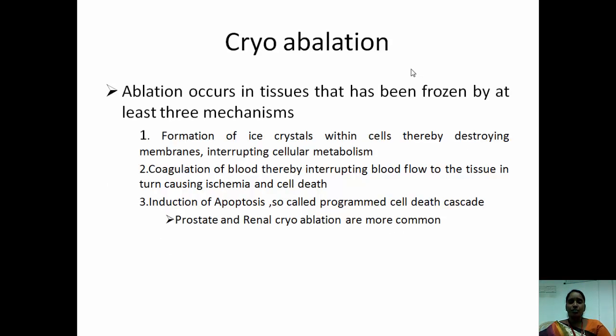Cryoablation. Ablation is one form of surgical procedure. Ablation occurs in tissues that have been frozen by at least 3 mechanisms. The first is the formation of ice crystals within the cells, thereby destroying the cell membranes and interrupting the cellular metabolism. The second is the coagulation of blood, thereby interrupting the blood flow to the tissue, in turn causing ischemia and cell death. And the third is the programmed cell death cascade. Prostate and renal cryoablation are the most commonly available applications of cryoablation.